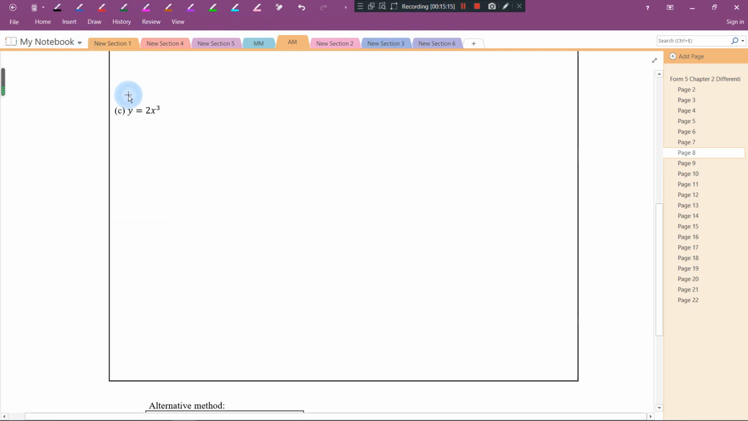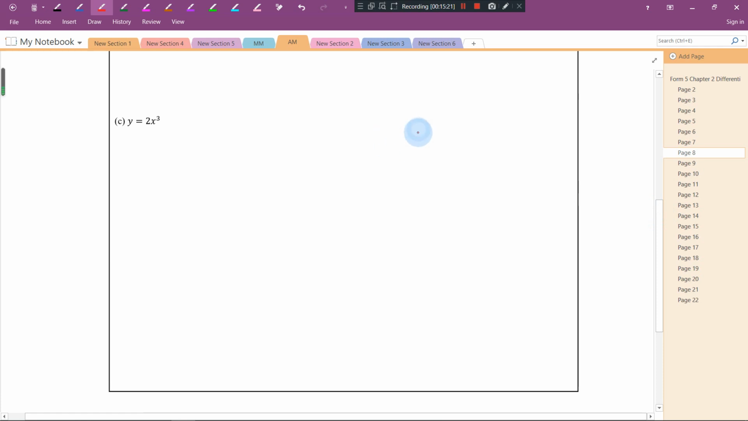Let's try the last question. Okay, now we have x power 3 here. Before I show you how to get the first derivative of this, let me explain this one first. Last time you learned about the Pascal triangle. Still remember 1, 1, 1, 1, 2, 1, 1, 3, 3, 1, and so on. Actually, we can use the Pascal triangle to help us to do the expansion.